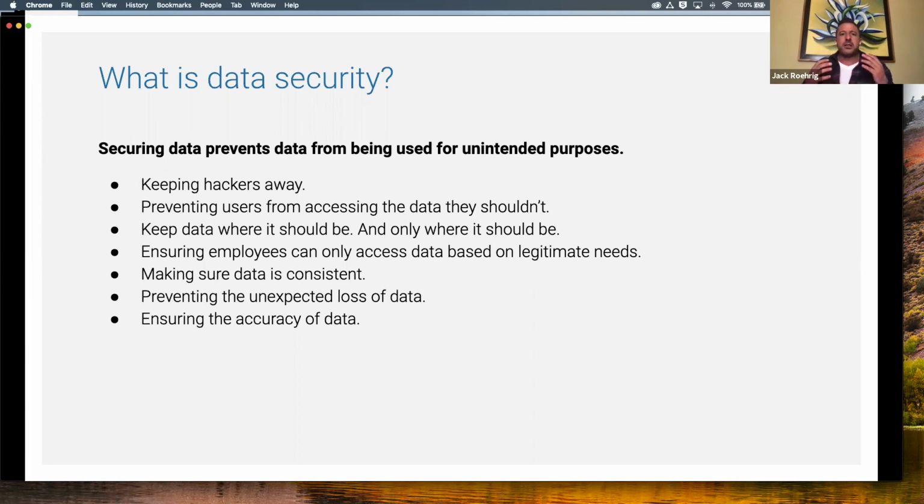So the loss of data consistency and accuracy of data are all security related issues that aren't discussed very much when we talk to the security community, but are very important at financial institutions and are very important at EdTech institutions as well.